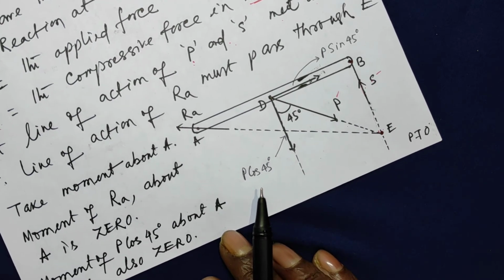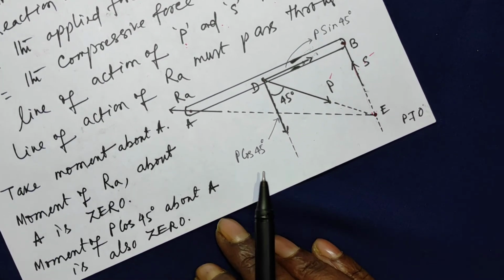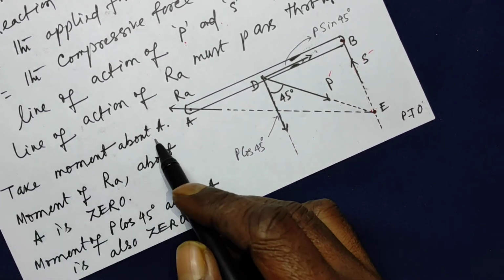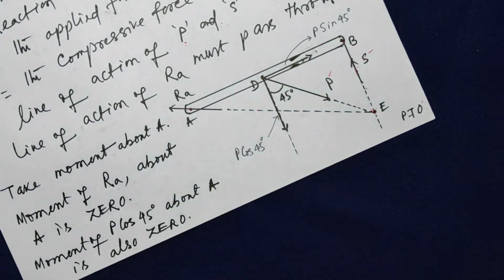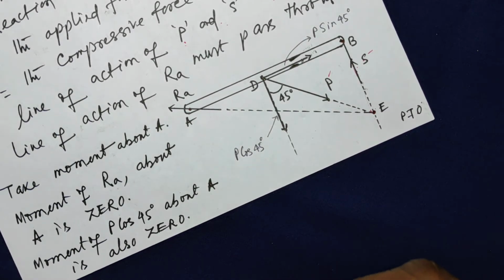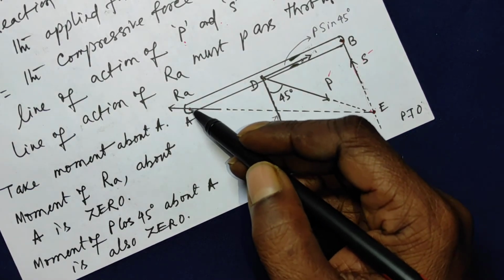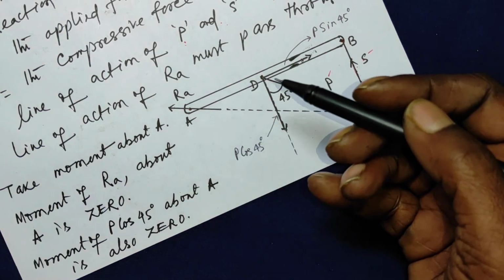Now let us take the moment about point A, meaning the turning effect of all three forces about point A. And let us see which force will have a turning effect about A and which will not have.